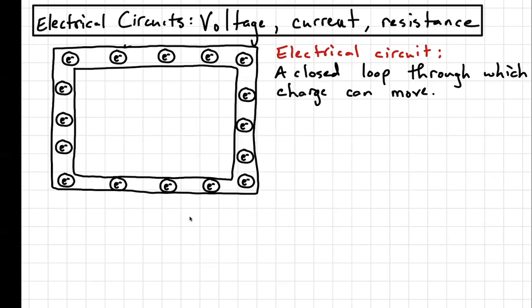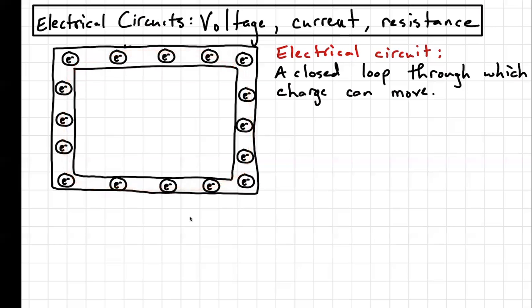But if you imagine that I were to push on this electron somehow, we'll talk about ways to do that. But imagine that I were to take this electron and move it this way. That electron will then push on this electron, which will then push on this electron, which will then push on this electron, and so on, until all the electrons are moving around clockwise in the loop. So that's an example of current flowing in this electrical circuit.